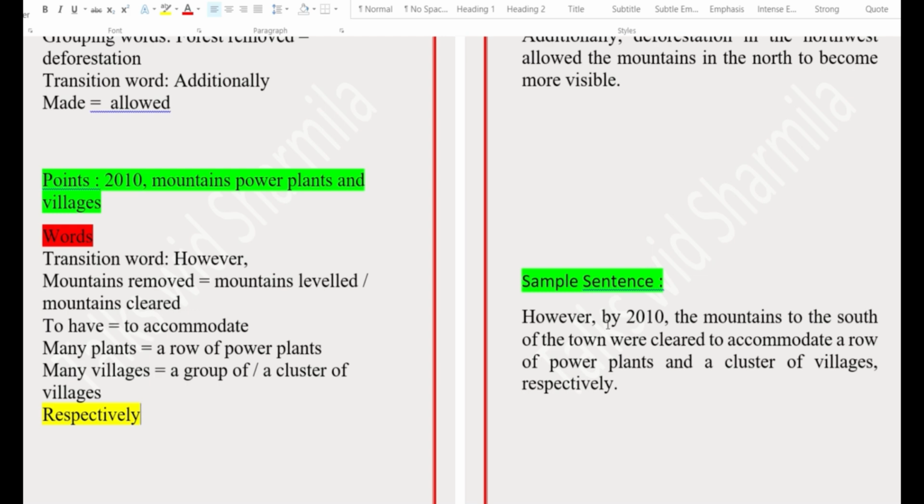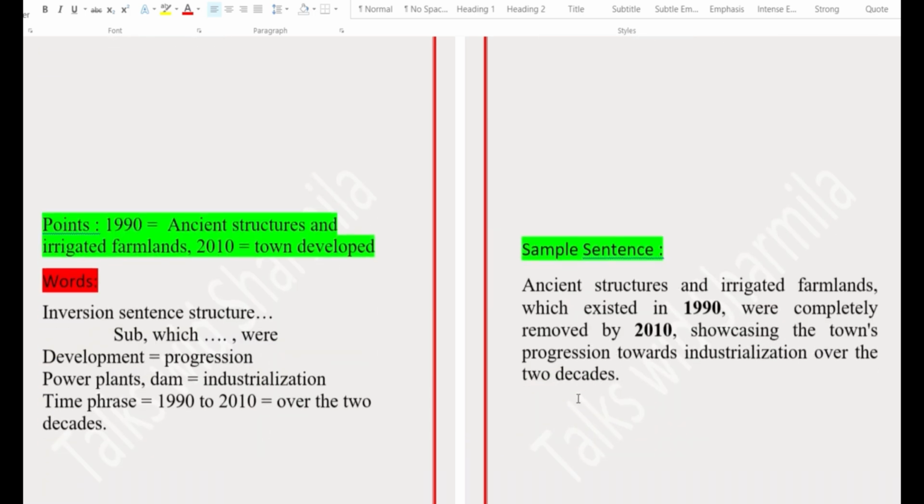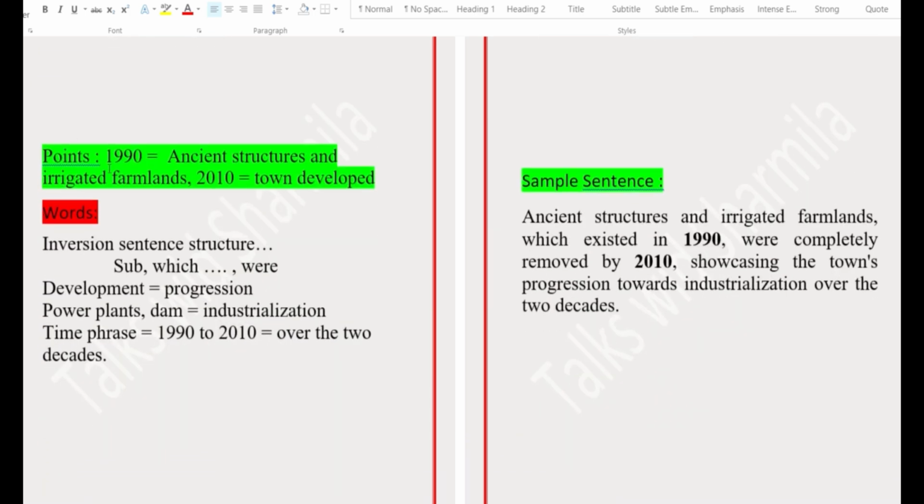Now we come to the points of 1990, wherein the ancient structures and irrigated lands were removed, and in 2010 the town was developed. For this, our vocabulary pattern is the inversion sentence structure, which I was just explaining to you. So it is with the subject, the relative pronoun "which," and the helping verb "were," and the continuation of the sentence, which is here.